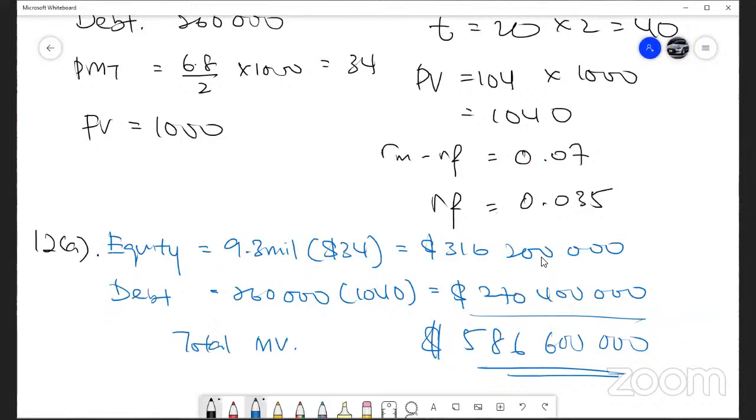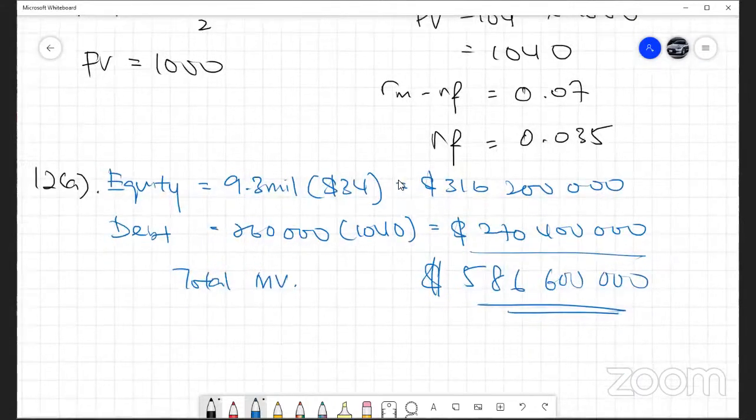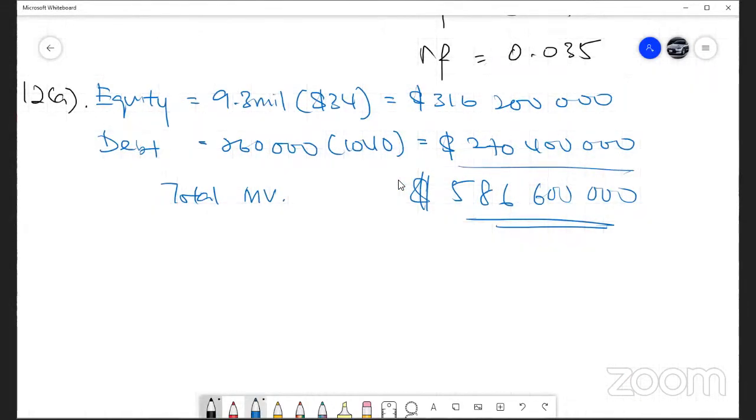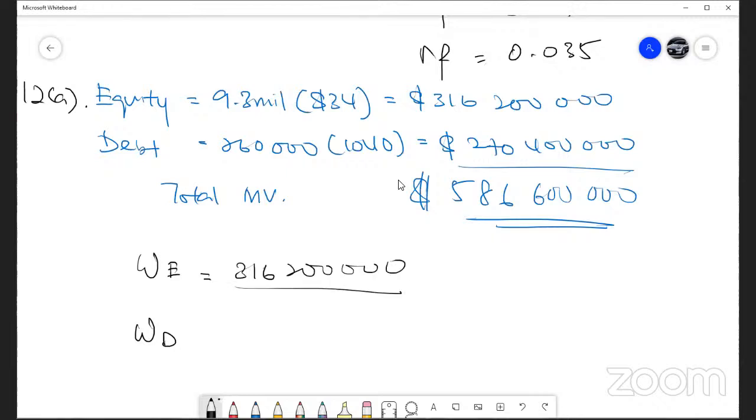Although the question never tell you, but you know we need to find WACC. So to find WACC, you need to find the weightage of equity and weightage of debt. To count weightage is very simple. So your equity is 316,200,000 divided by the total here, 586,600,000. So find how many percentage of it is equity.